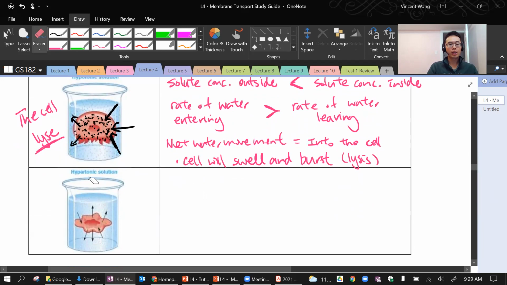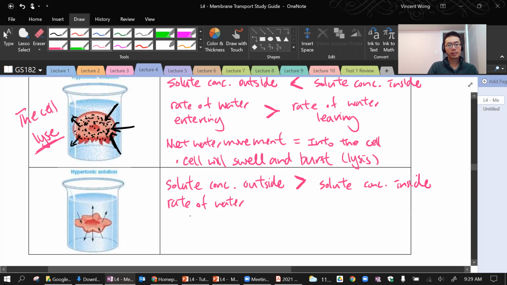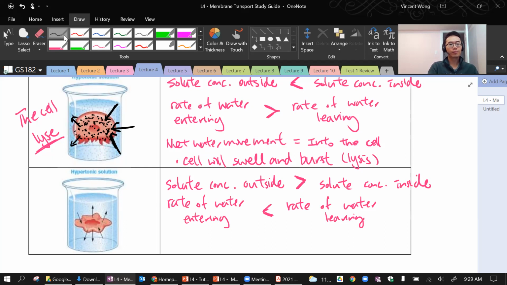Next one, hypertonic. So that is when the solute concentration outside is greater than solute concentration inside. So the rate of water entering will be less than the rate of water leaving. So you have more water leaving the cell than coming in.